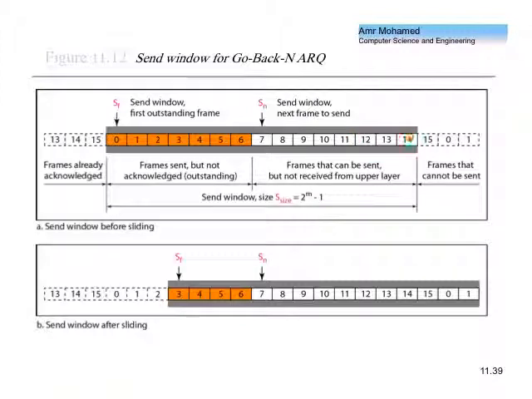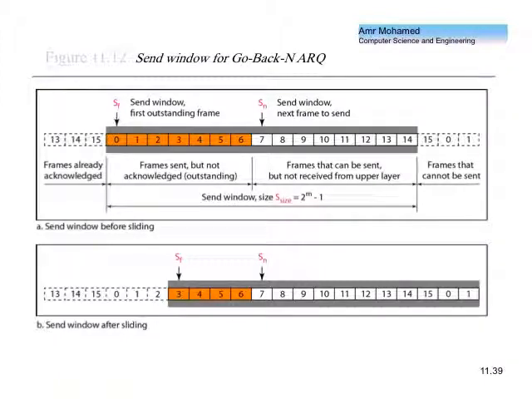This part are frames that are ready to be sent, but have not been sent yet. So neither have they been sent, nor have they been acknowledged. But I can send them without having to wait. I didn't yet, but I can send them. This part are frames that I cannot send because they are outside the window box. So I cannot send unless I receive acknowledgement.